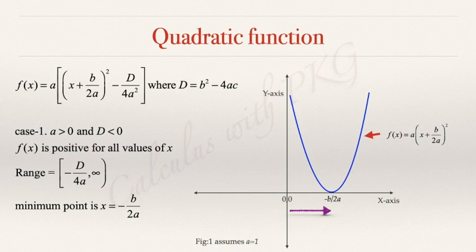Now again if we shift this blue color line vertically by minus d by 4a, then we get our actual quadratic function as shown in the figure.